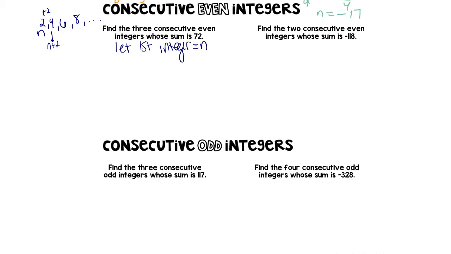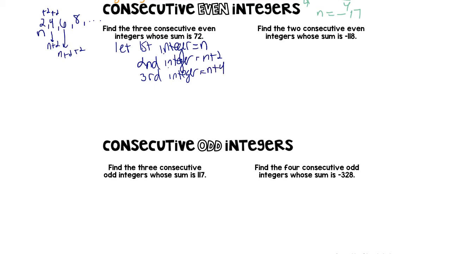So that looks like the first 3 consecutive even integers whose sum is 72. So we need 3 integers. We know the second integer is going to be n plus 2. And then to get from 4 to 6 here, we add 2 again. So 6 is n plus 2 plus 2, or the third integer is n plus 4.